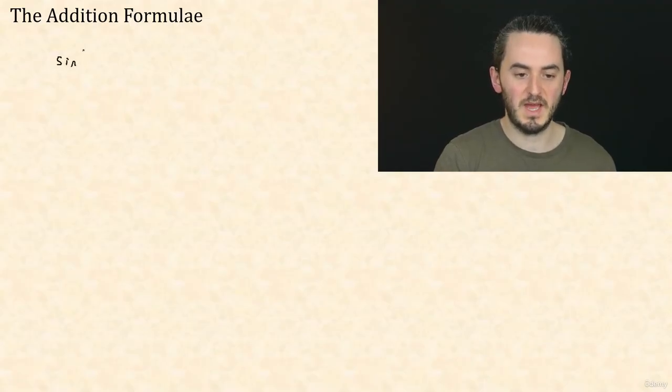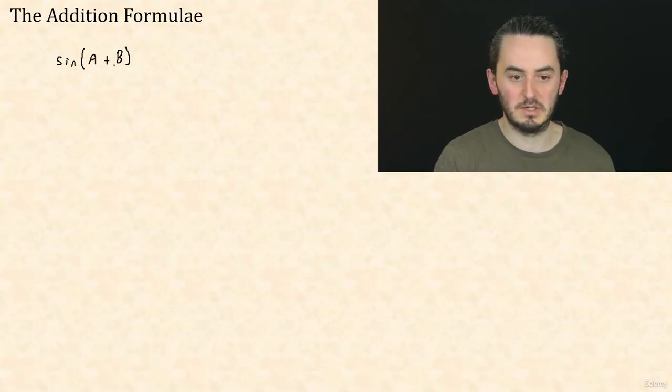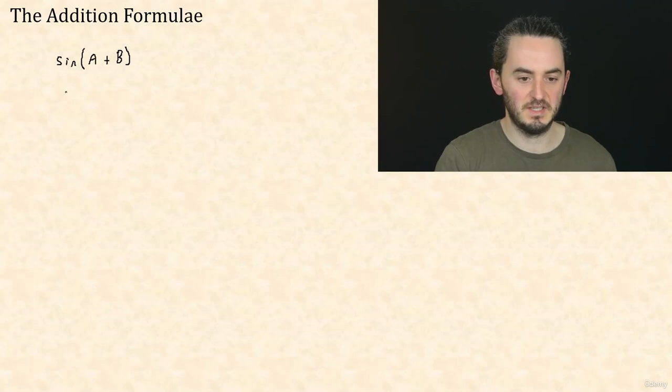What we're going to develop in this video is some formulas which help us expand brackets like sine of one angle plus another angle. In fact, we're going to look at plus or minus, but we'll come to that later, and cos of one angle plus or minus a different angle, and even tan of one angle plus or minus some other angle.